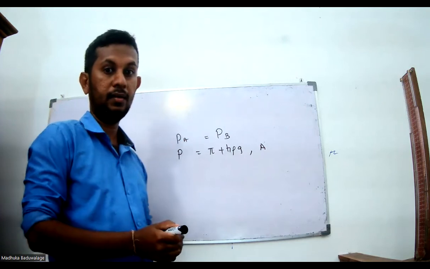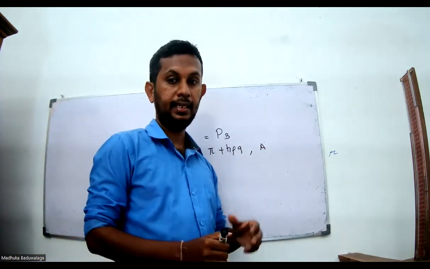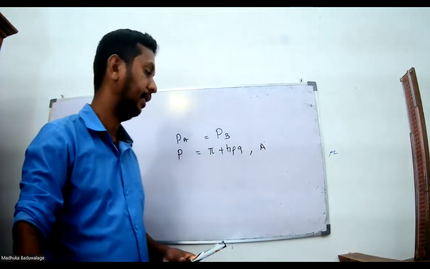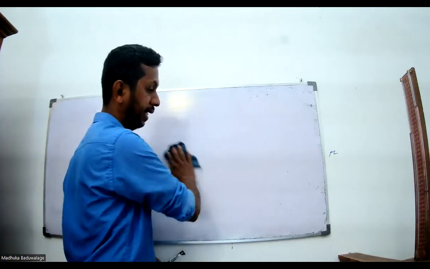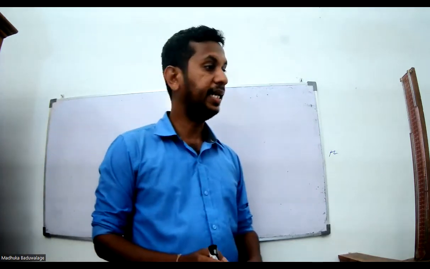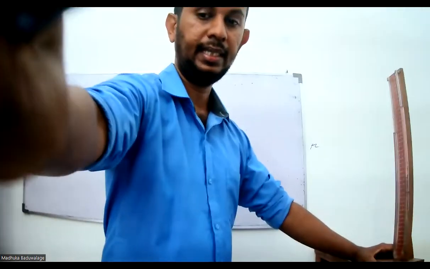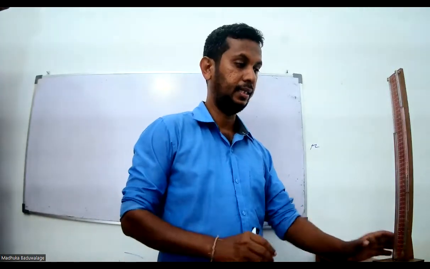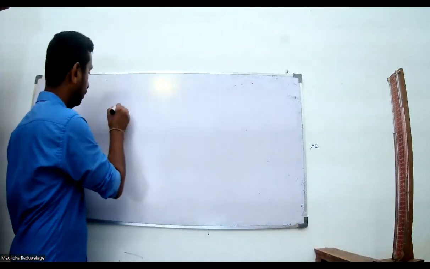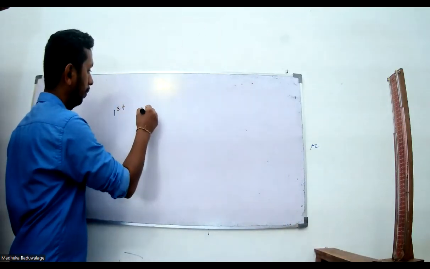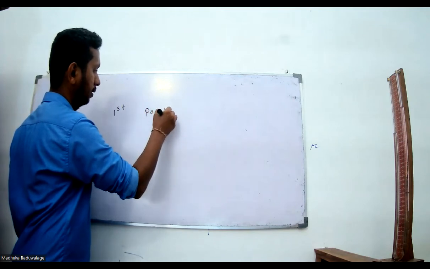And a question might ask, in this experiment, what are the readings that we have to take? What is the first reading? The first reading is the position of the common interface.